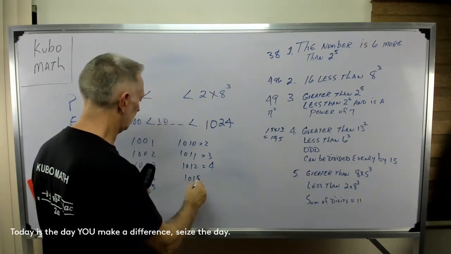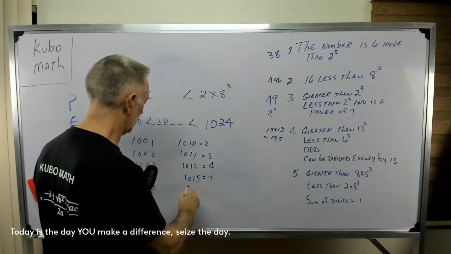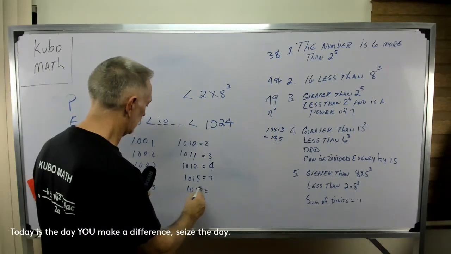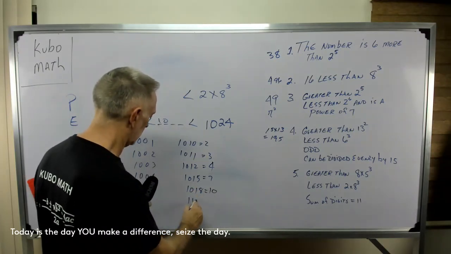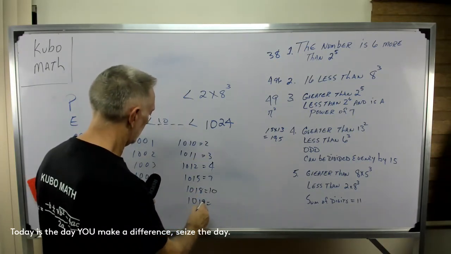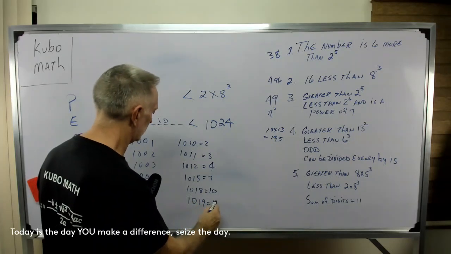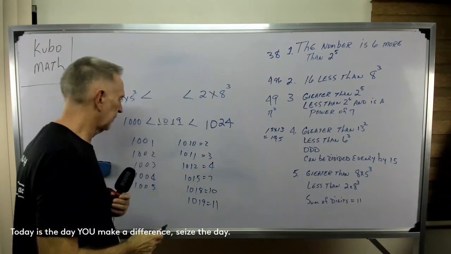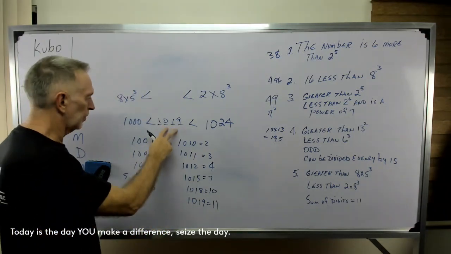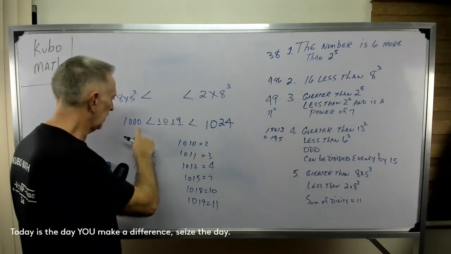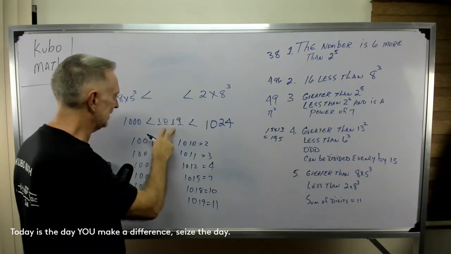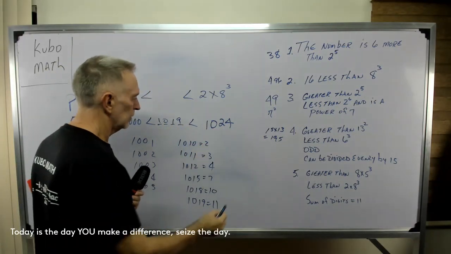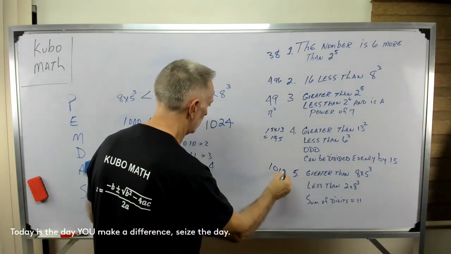1015, let's go there. 5, 6, 7, that equals 7. 1018, look at that one. 8, 9, 10, we're getting close. 1019. 9 plus 1 is 11. So this is a 1 and a 9. And that number is greater than 1,000. It's 1,019, which is less than 1024. So this number is 1019.